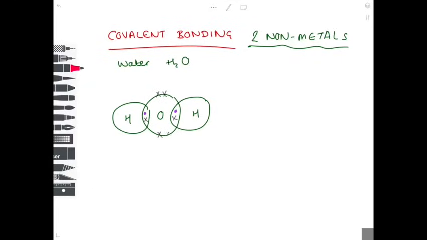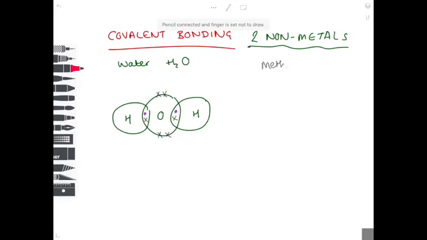4, 5, 6, and now double check and see that they're both full. Oxygen now has 8 electrons in its outer shell. Hydrogen only has 2, but that's fine because remember the first shell only needs 2 to become full, so that is now a perfectly completed covalent bonding diagram.